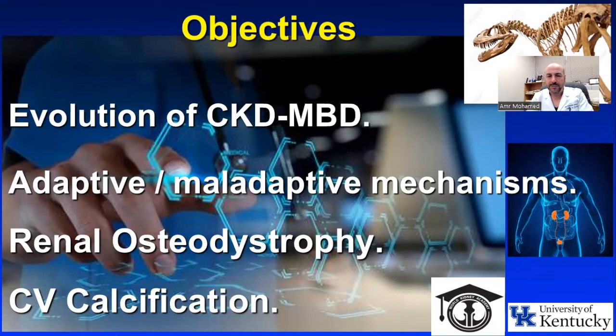Then we'll talk a little bit about the three components of CKD-MBD. First, the lab abnormalities. Second is renal osteodystrophy, the bone abnormalities. And the third one will be the cardiovascular calcifications.